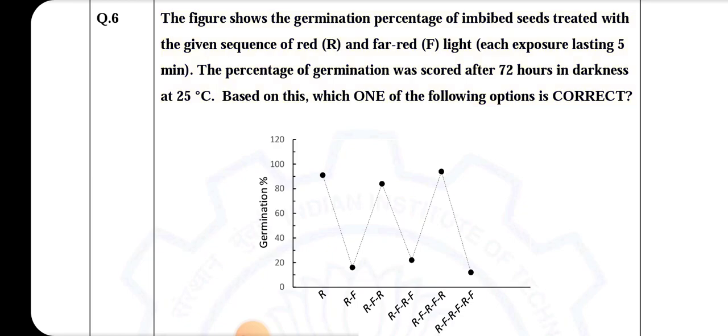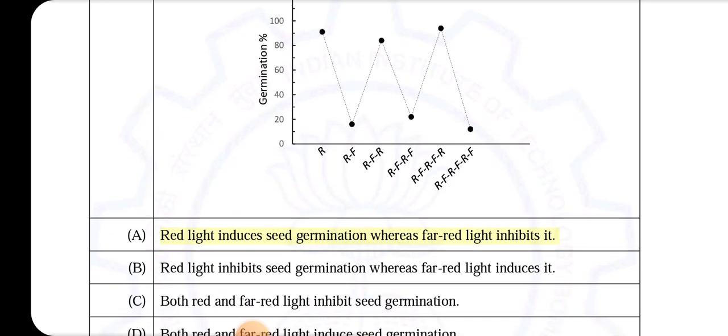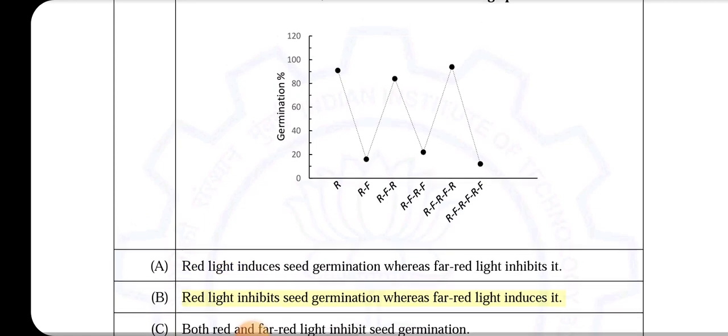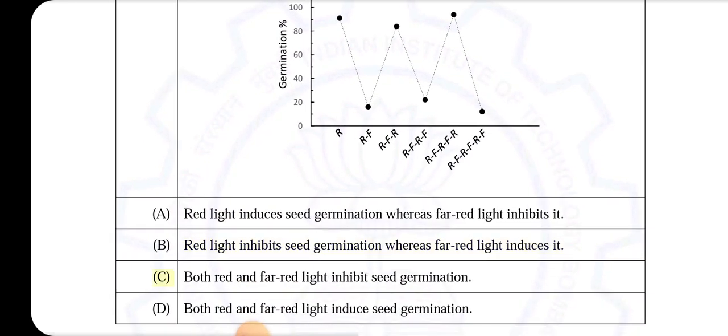A. Red light induces seed germination whereas far red light inhibits it. B. Red light inhibits seed germination whereas far red light induces it. C. Both red and far red light inhibit seed germination. D. Both red and far red light induce seed germination.